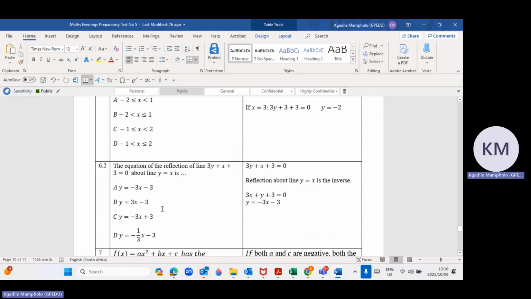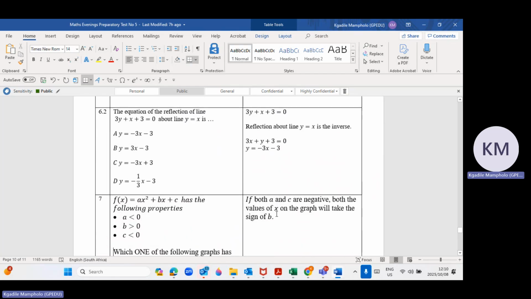6.2. The equation of the reflection of line 3y plus x plus 3 equals to 0. Remember, the equation of the reflection of this line on line y equals to x. Reflection on line y equals to x is the same as the inverse. It means you interchange x and y, then you make y the subject of the formula. Then the correct answer is A.